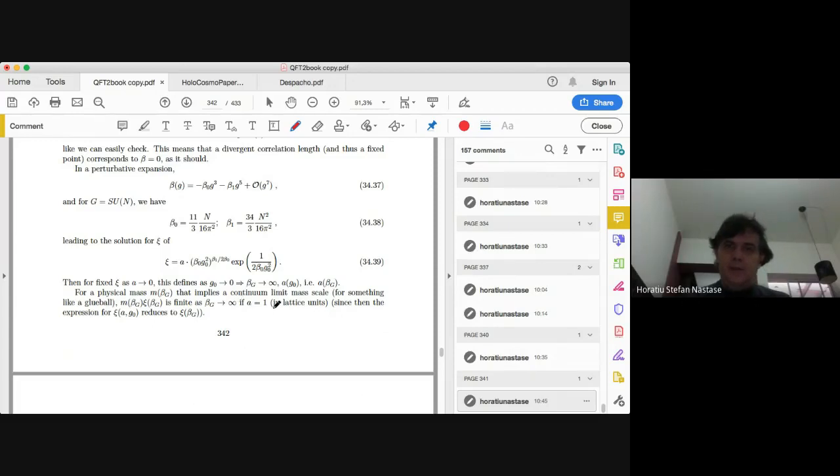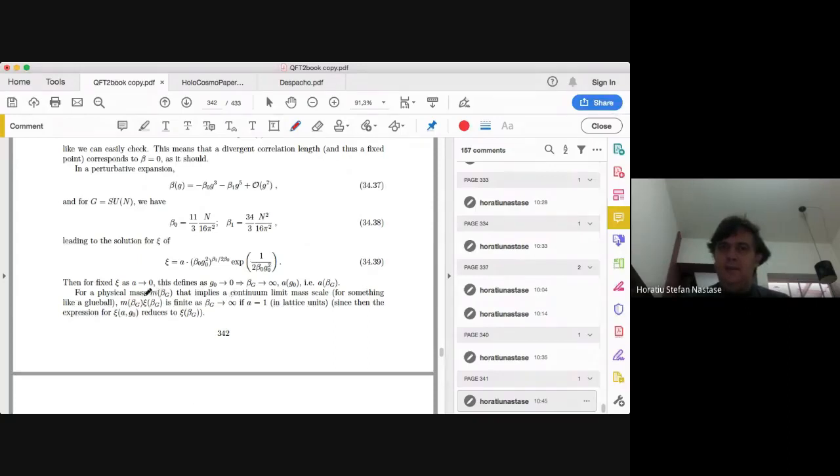So the mass, that's a physical mass in the continuum limit, and there should be some m of beta g that goes to this physical mass. Then this m of beta g times psi of beta g should be finite as beta g goes to infinity.